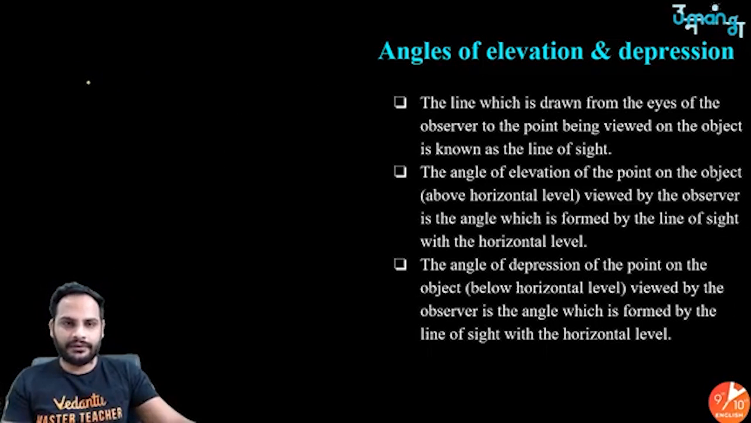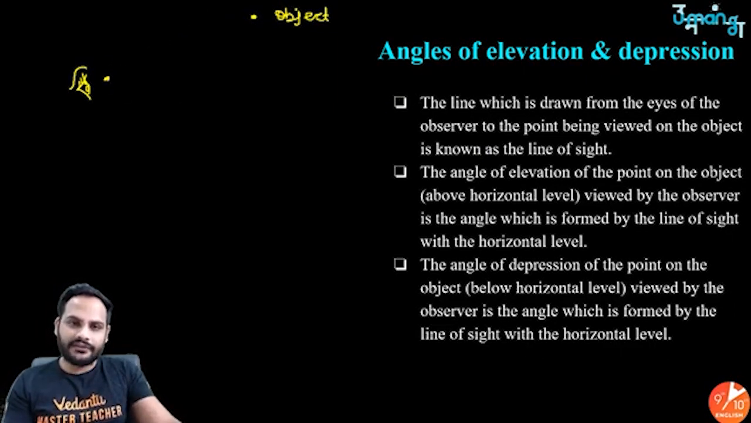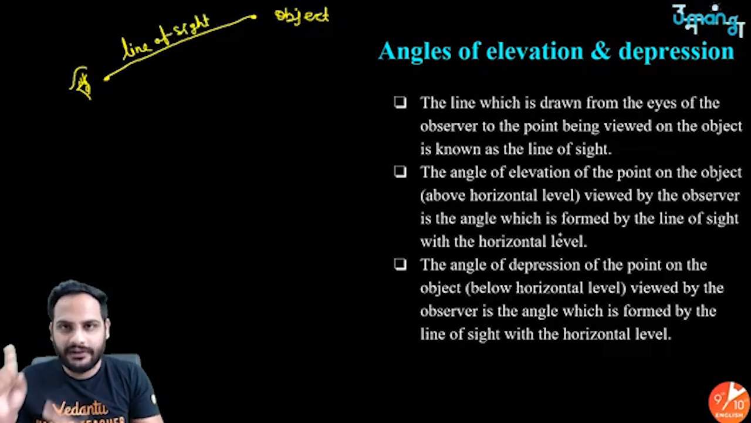So suppose, let us say at this point, you have an observer. This is one observer over here. Okay, and this observer is looking at this object over here. Here we have our object. So first thing first, the line joining the observer with the object is called line of sight. What is it called? It is called line of sight.